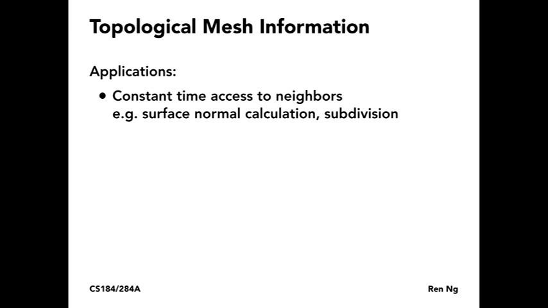So maybe you want constant time access to neighbors because you want to do a surface normal calculation or approximation for a vertex. We talked about that a couple of lectures ago. Okay, so I want to find all the triangles.